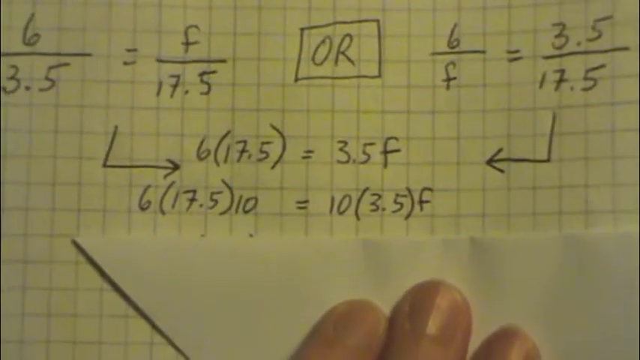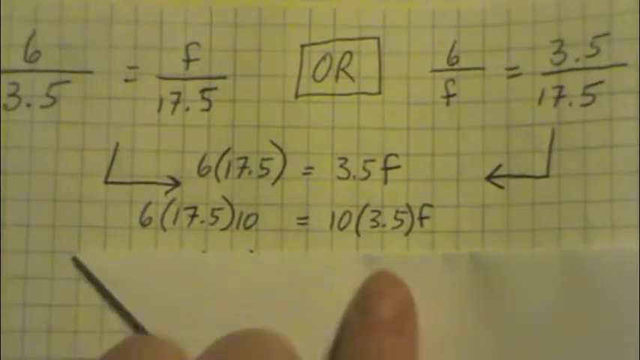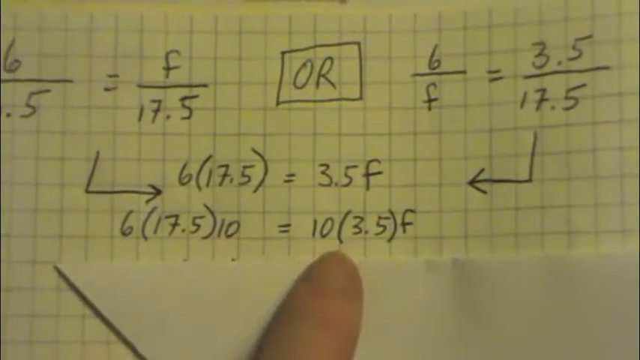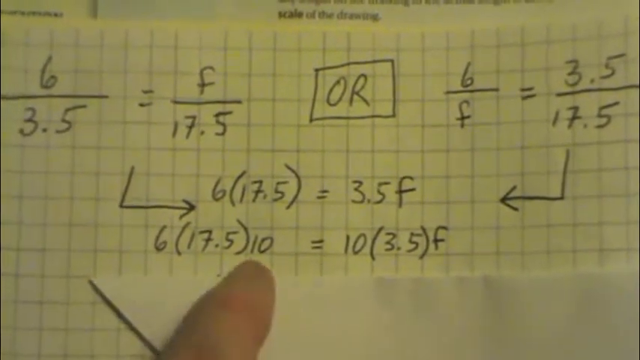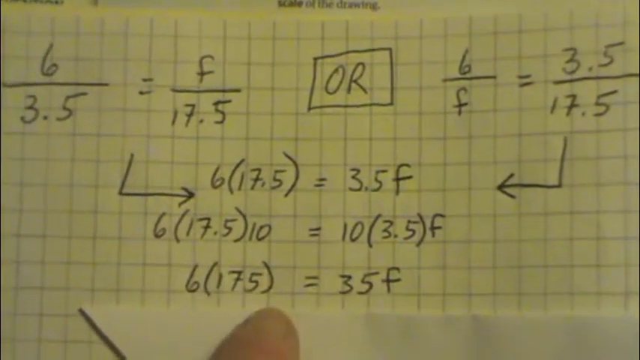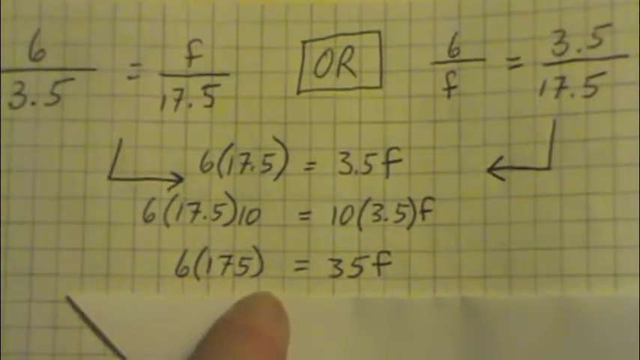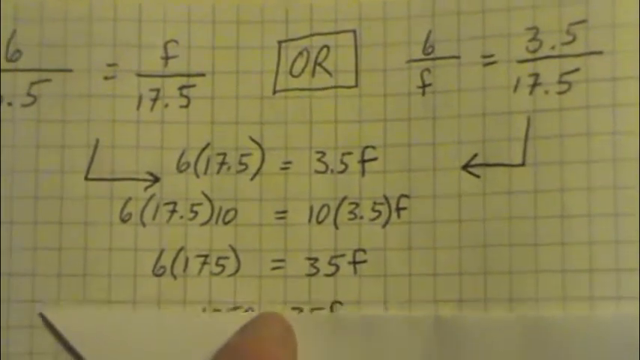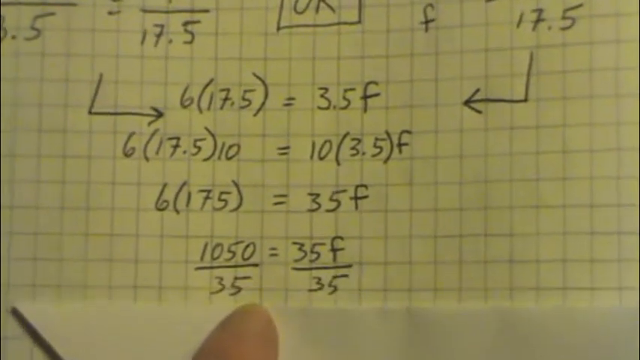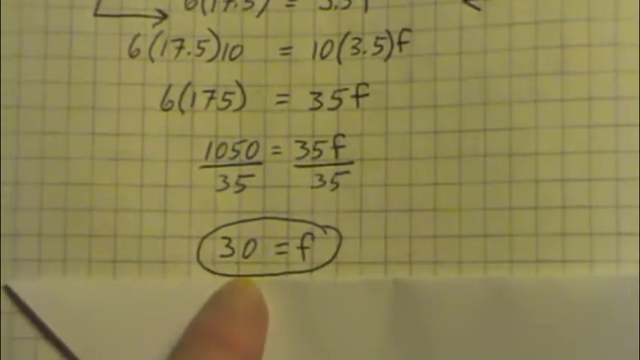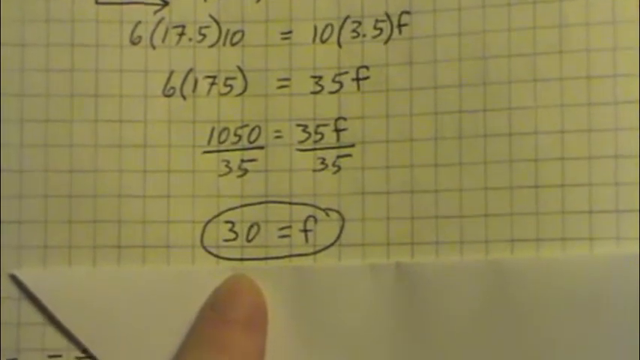which gives you something kind of like that. You remember the step from one of the earlier lessons where you can get rid of the decimal? I'm not a big fan of decimals, so I got rid of them, which gives you 6 times 175 equals 35F. 1050 equals 35F. Divide by 35. The flagpole is 30 feet tall.